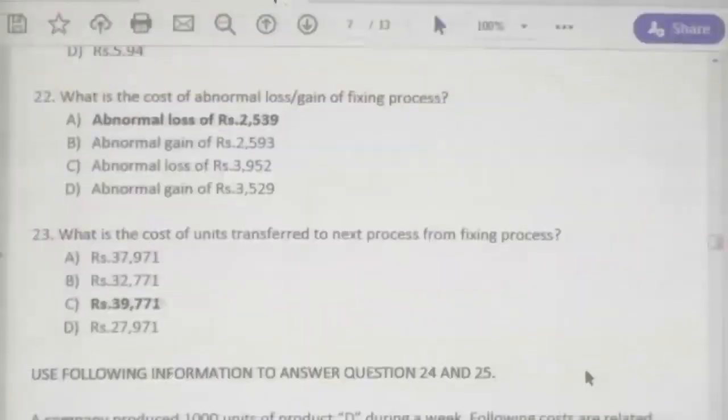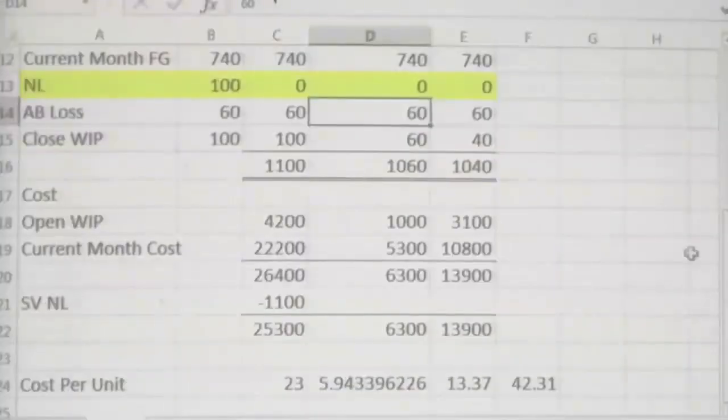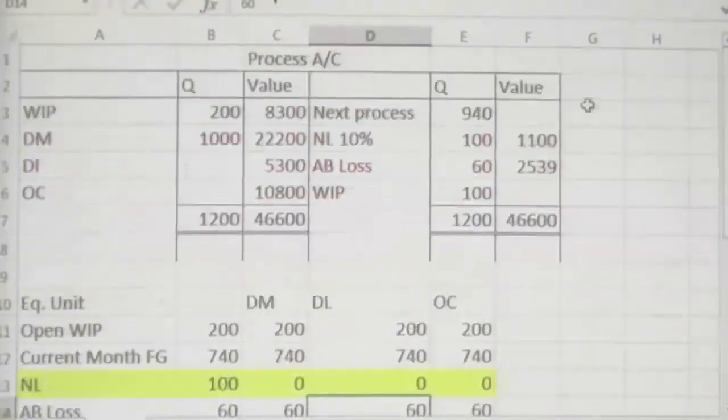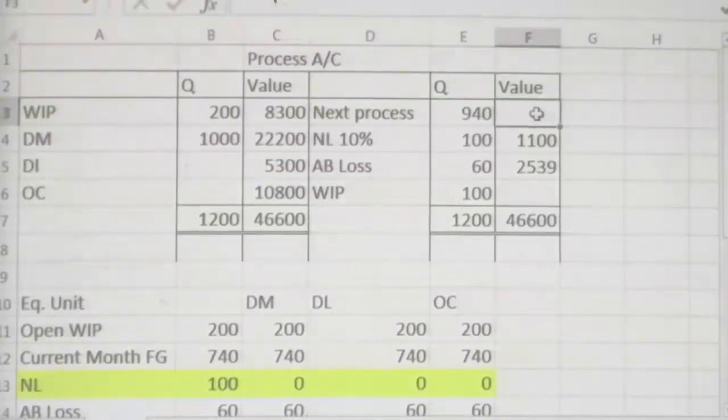Then let us see the final question. What is the cost of unit transferred to the next process? Let us see. Cost of the unit transferred to next process, that is this, right? So, you have to calculate the cost of 940. Therefore, this is equal 940 multiplied by the total cost per unit.